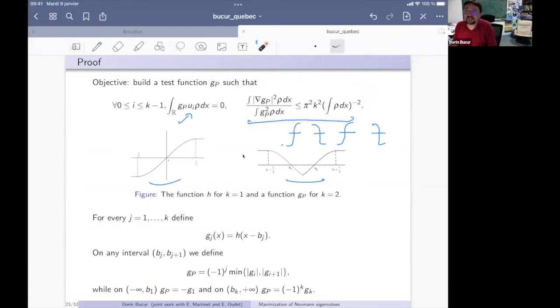So it's a classical proof. The difficulty here is that we do it with such an orthogonality on k functions simultaneously. And here we use a topological degree argument in order to prove the existence of suitable positions of those segments, possibly overlapping, which builds the test function.